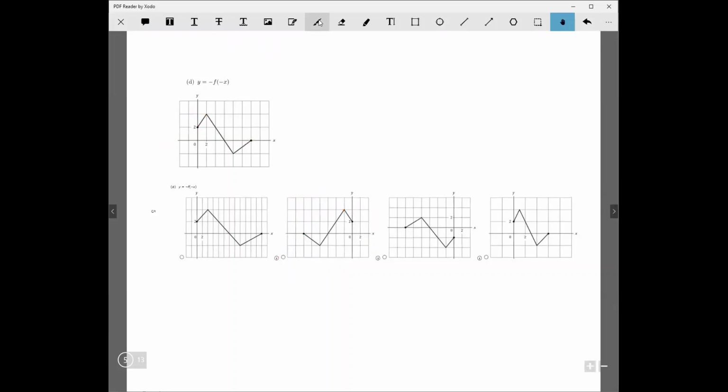Okay, the next one. Whoa. Now this one, it has this and that. So this is going to be horizontal and vertical reflections.